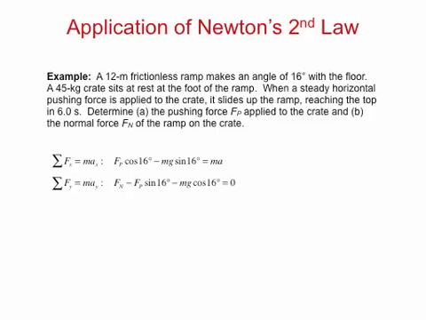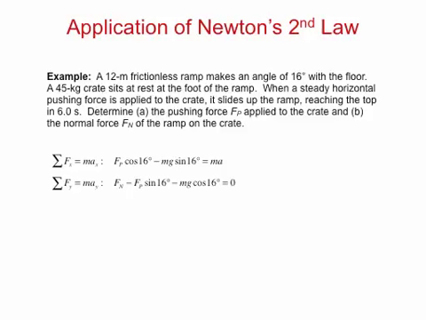We also get a y component equation. The sum of the y components of the forces equals the mass times the y component of the acceleration. But since the crate is stationary in the y direction, a_y is equal to 0. So we end up with F_n minus F_p sine 16 degrees minus mg cosine 16 degrees equals 0.